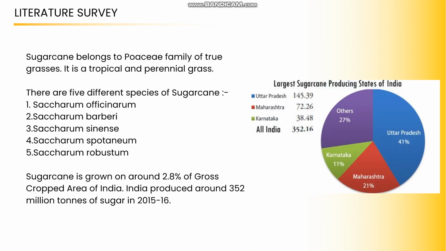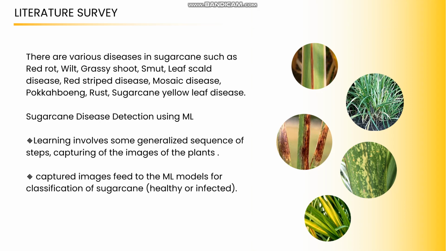The reason why we opted for sugarcane is the economic stability that it holds in the agriculture sector. As you can see on the screen as well, it has a strong influence on the agriculture sector. Here are the diseases which our machine will be able to detect: red rot, wilt, grassy shoot, smut, leaf scald, red stripe, mosaic, pokkah boeng, rust, and yellow leaf.